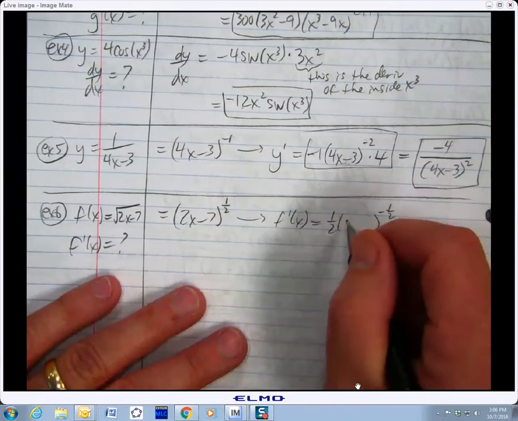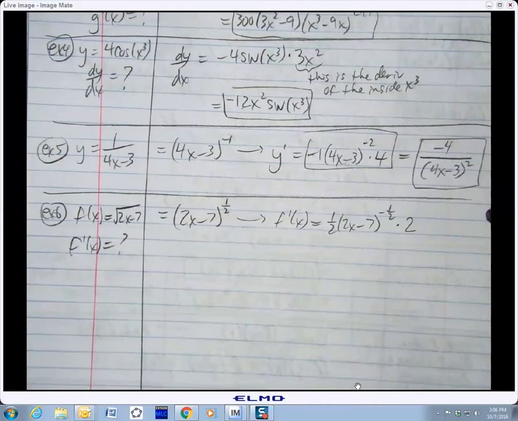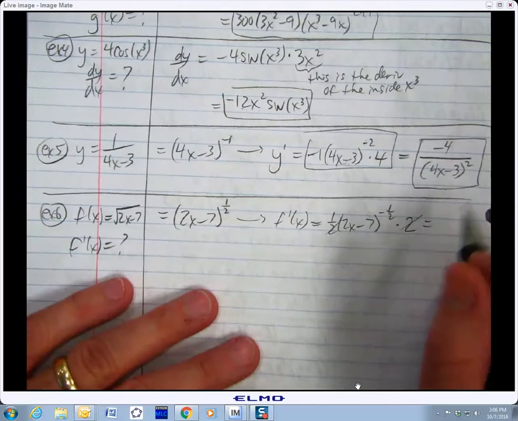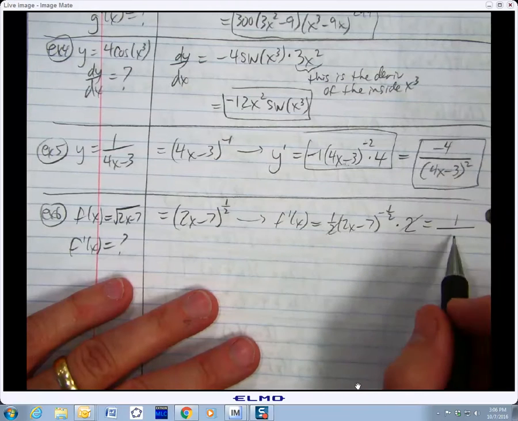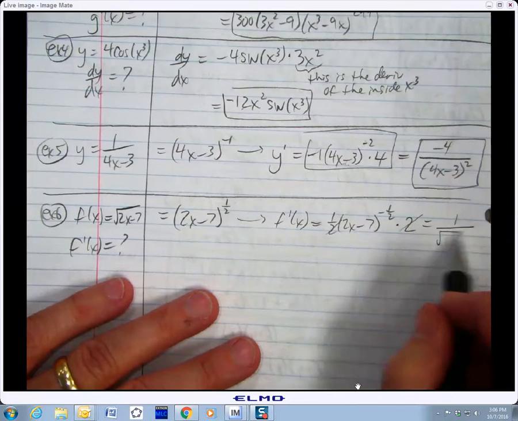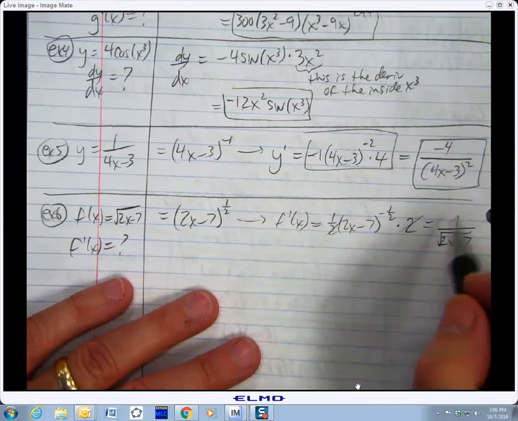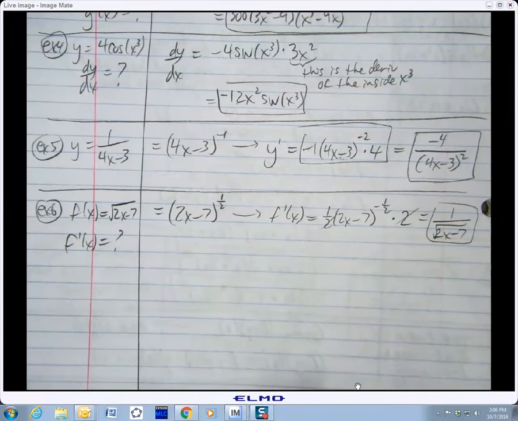So then you got your stuff, which doesn't change, and then you got the derivative of the stuff out at the back. All right, so the 1/2 and the 2, those actually cancel each other out. So you're left with 1 over, that's the negative part, move it back down to the bottom. The 1/2 makes it a square root. We've seen that kind of thing before. So there you have it, 1 over the square root of 2x minus 7.